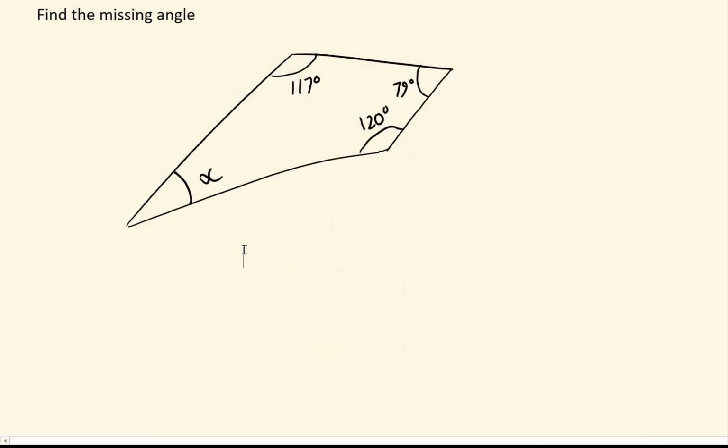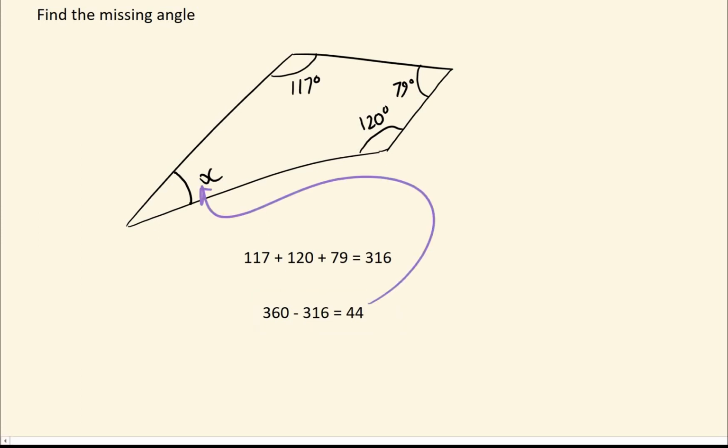With a 4-sided shape, it's the exact same idea. But as we just saw, the angles are going to add up to 360 degrees. So again, we're going to add up the angles we've got. They come to 316. All of them must make 316. So we then do 360, take away 316. And 44 degrees is my missing angle. And that's all we have to do.